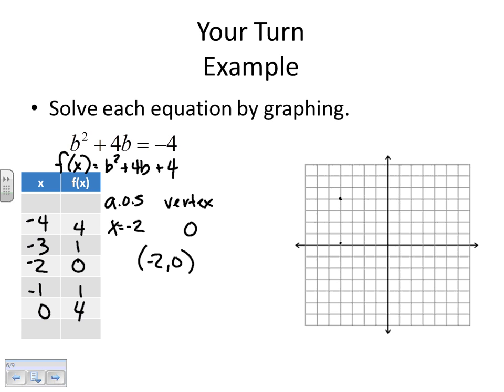4, 1, 2, 3, 4, 3, 1, negative 2, 0, negative 1, 1, and 0, 4. Okay, again, you can see that this graph is only crossing the x-axis one time. So this has a double root at x equals negative 2. Okay, so our solution, or our root, is at negative 2. Again, we can see over here by our chart, whenever y equals 0, your x-intercept is negative 2.